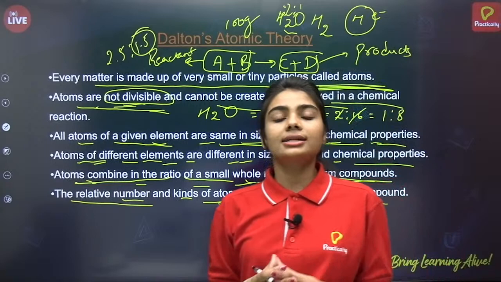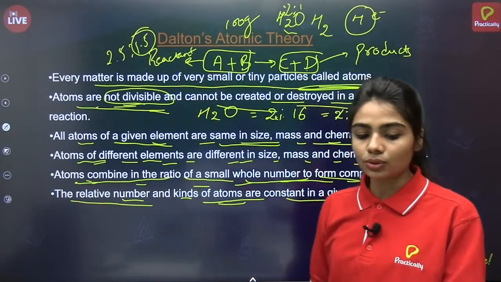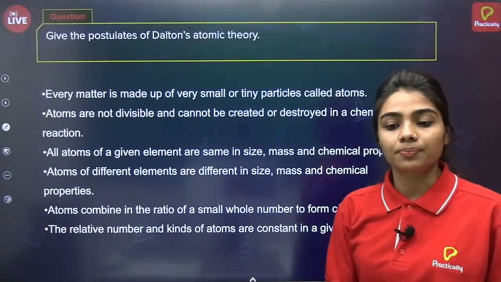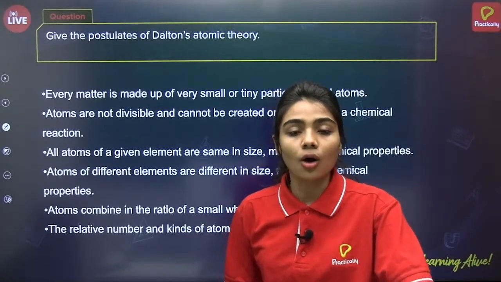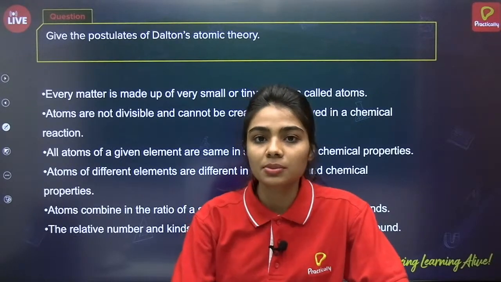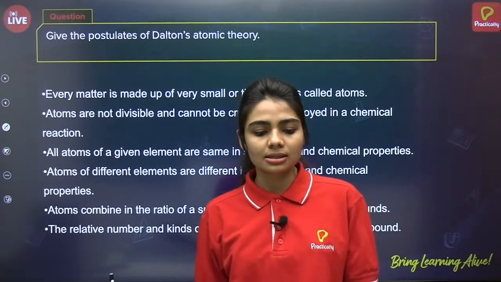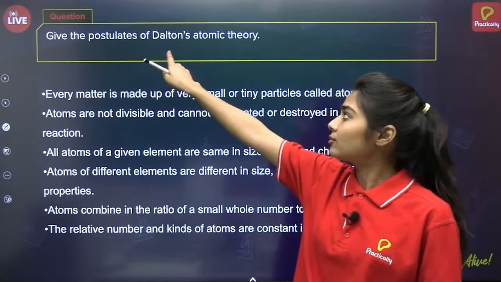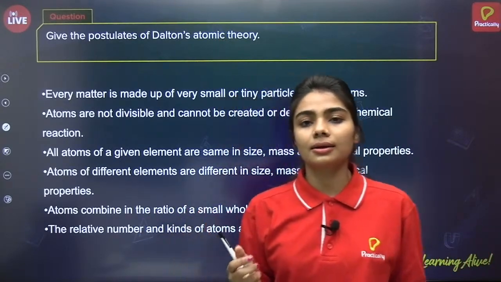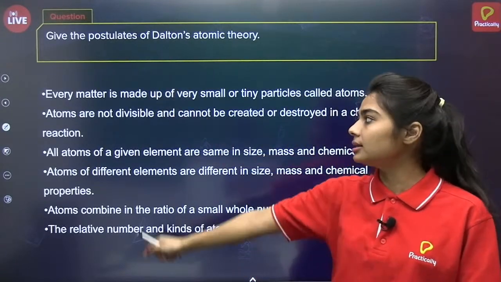Now in your exam, how can the question be asked? If I talk about the question: give the postulates of Dalton's atomic theory. This is the question. So how will you answer this? You should write all these points. This may be a 4-mark question or a 3-mark question, but they won't ask less than this. If it is a 2-mark question, then they will ask for 2 or 3 points of Dalton's atomic theory. So you should write in this manner.